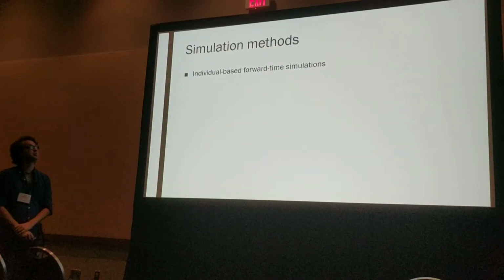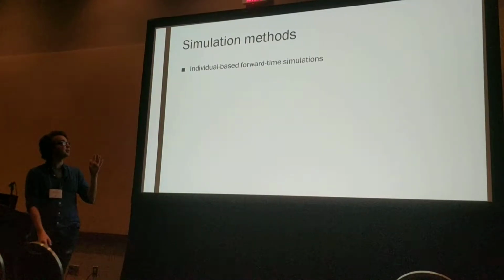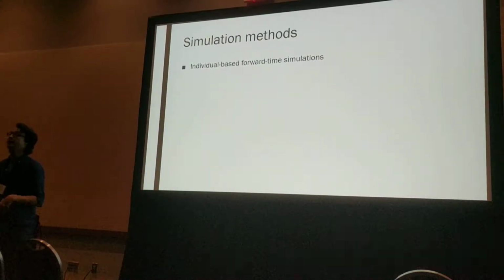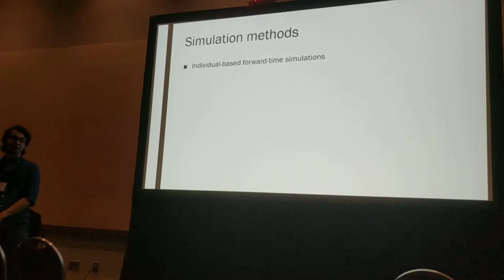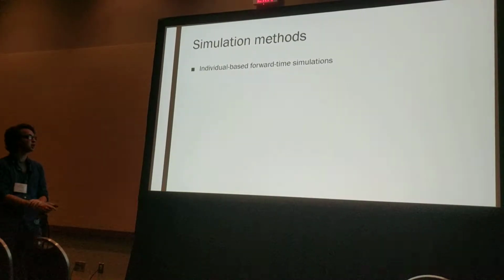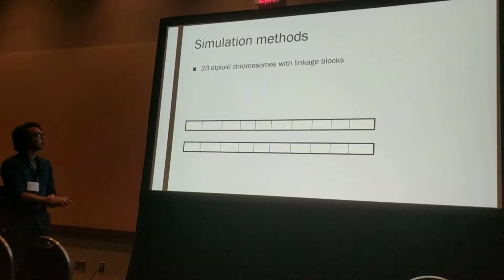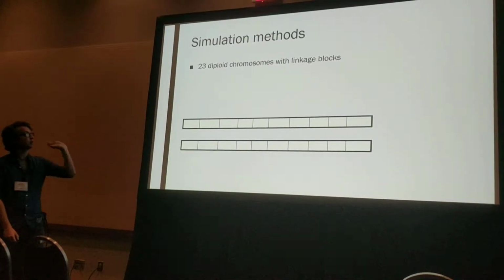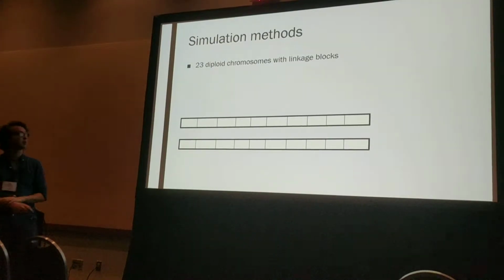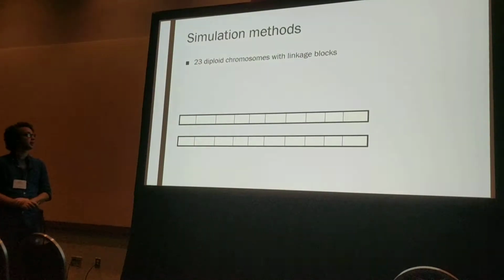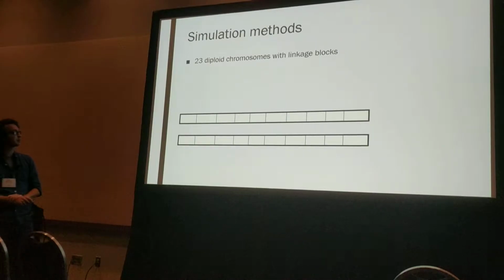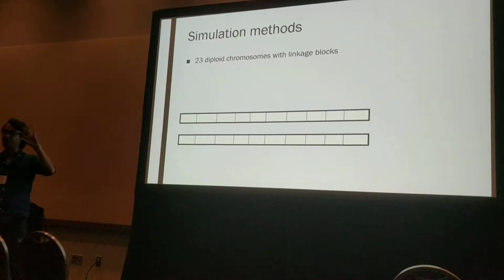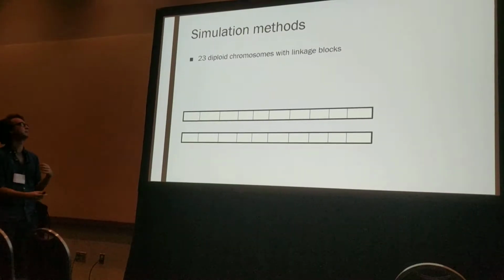To do that, we wanted to use a simulation method. So we're going to use individual-based forward time simulations. This will let us include all the effects you might expect from linkage. This is pretty hard to do computationally with very high mutation rates and very high population sizes. So we use these linkage blocks. We have our 23 diploid chromosomes. We're trying to simulate humans.